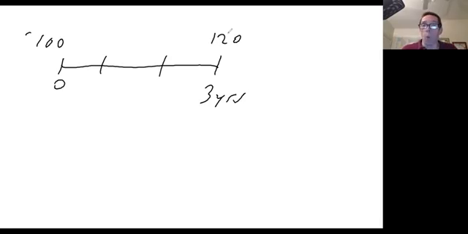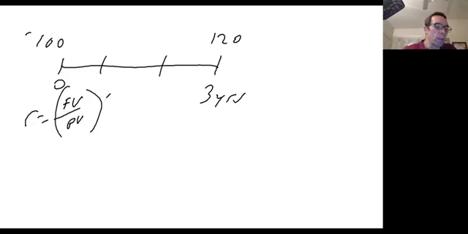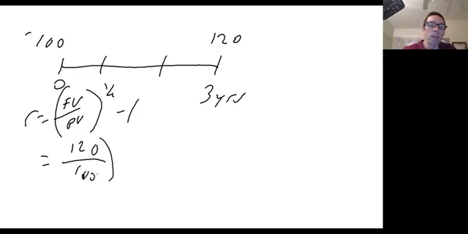Okay, so what am I going to do? There's 2 ways you can solve this really. I'm just going to give you the same answer, but there's 2 ways you can set it up. One is you can do just what we saw before. R is equal to the future value over the present value raised to the 1 over t power minus 1. And if you do that, the future value is 120. Do not put a minus sign by the present value. That's just to tell us it's a cash outflow. Over 100, raised to the 1 over t power.